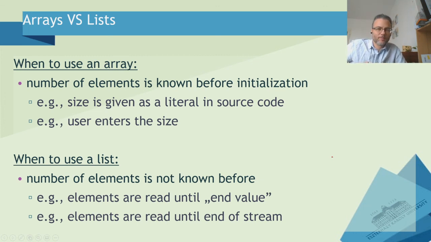Why? Because the user will enter the numbers. Yeah, and you know the size, the number of elements in advance, 100. So this is the exact size of your array, right? You have this fixed number of elements all along the program.